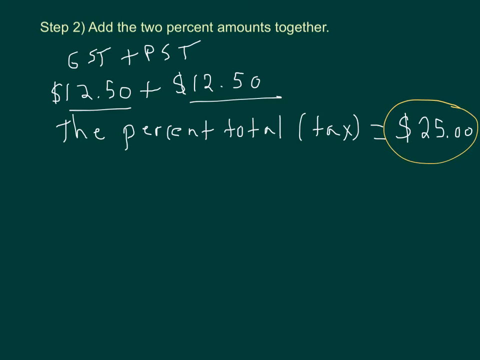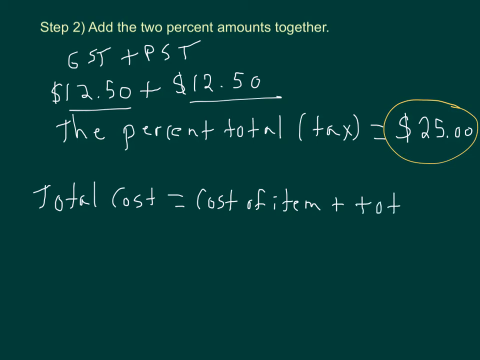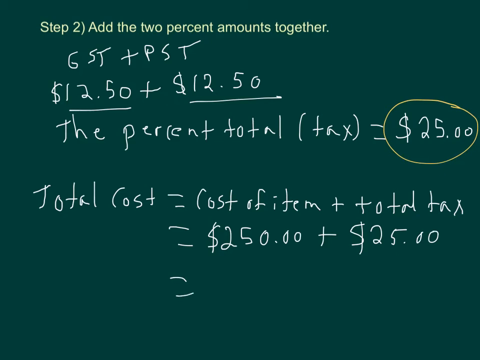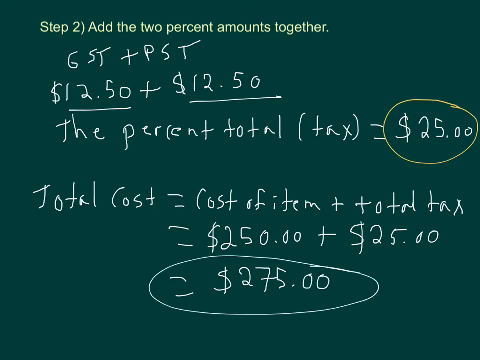The second part of this question asks what's the total cost of the item. Total cost is going to equal the cost of our item plus the total tax. The cost of our item was $250 and our total tax was $25. When we add the two together, we get a total cost for our item of $275. And that's how we find it.